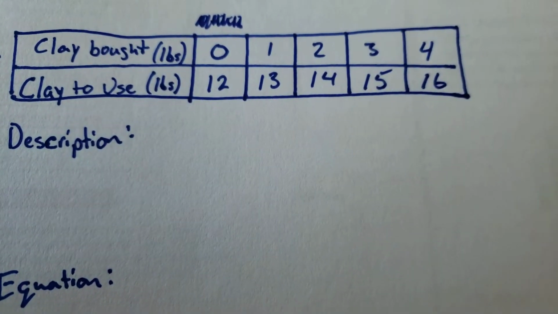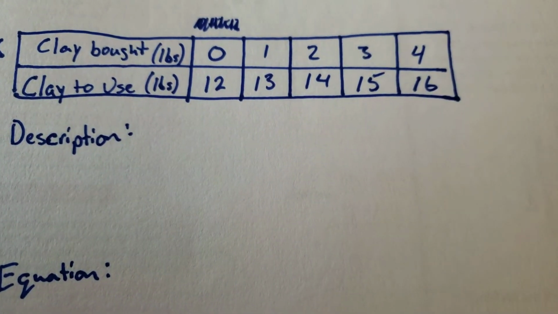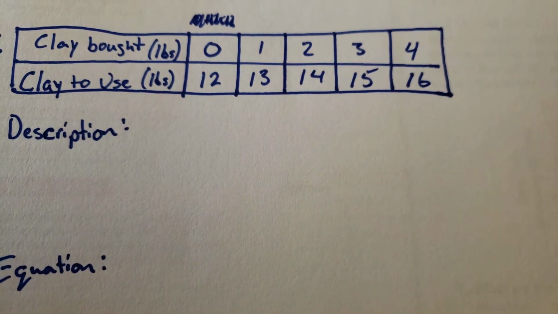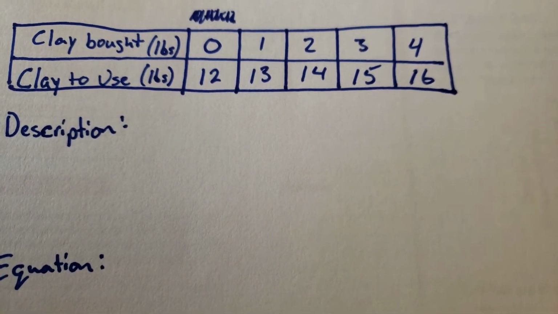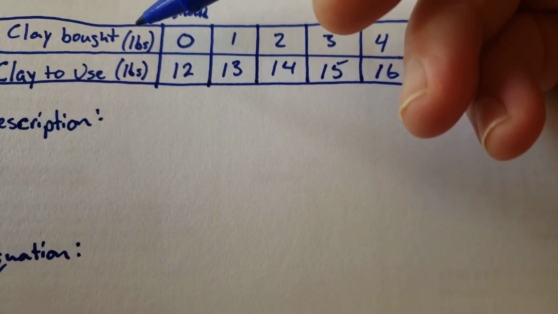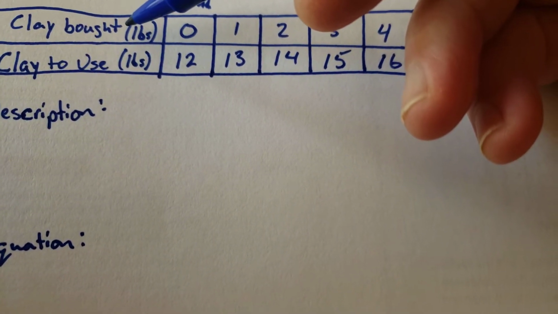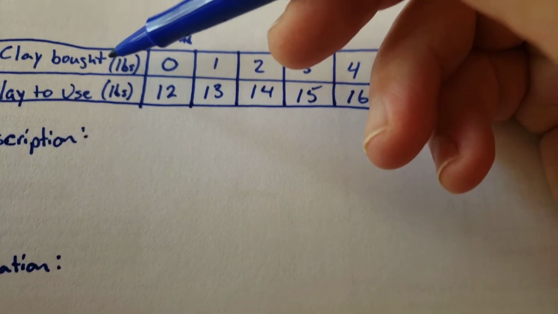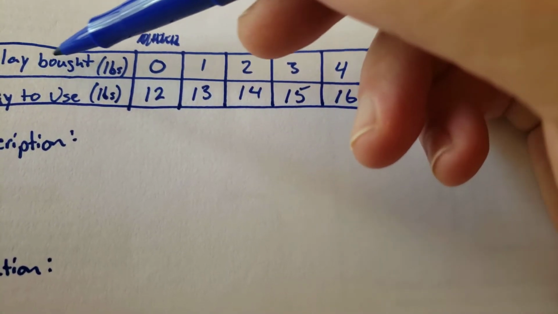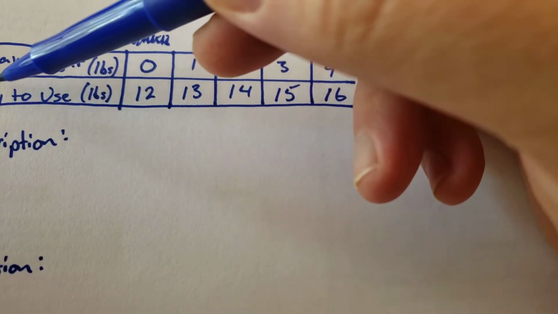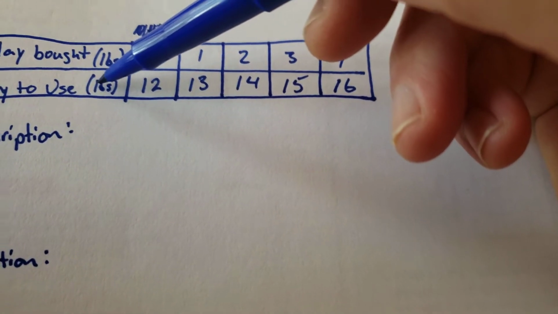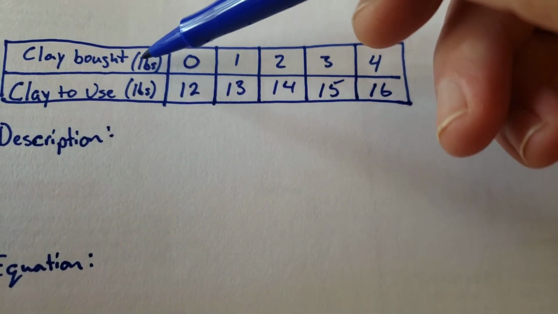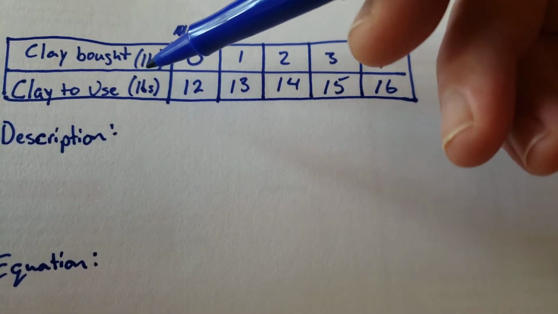Okay, going to do a quick video right here about how to describe the relationship between an independent variable and dependent variable, and then to write an equation for it. So in this first equation, let's pretend we're looking at an art teacher, and we're looking at the clay that they buy in pounds compared to the clay that they can use in pounds.